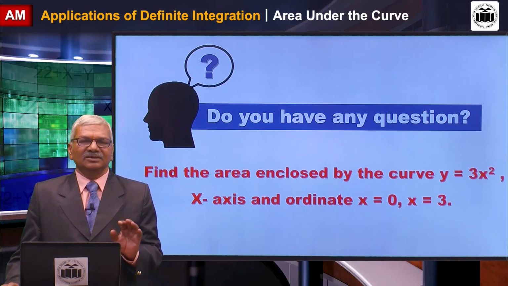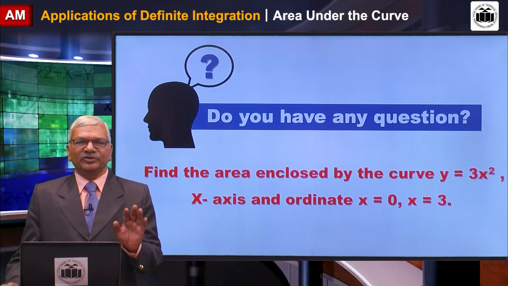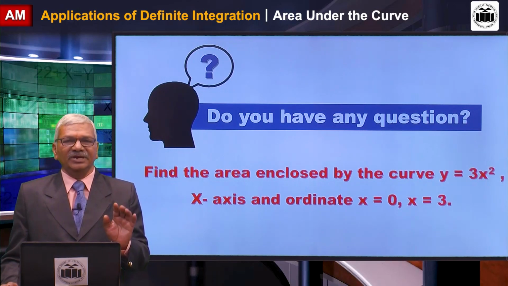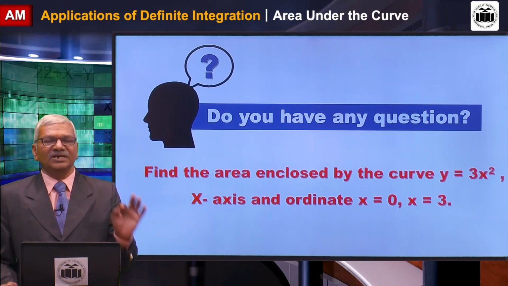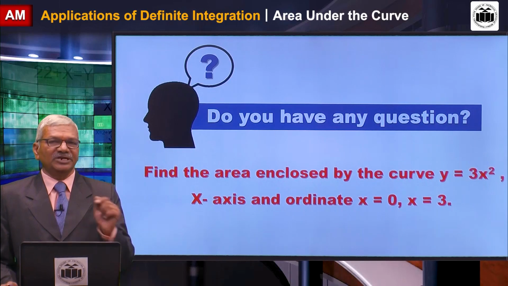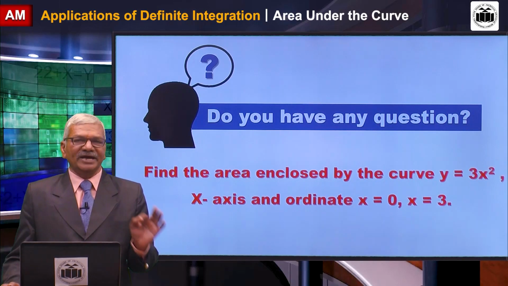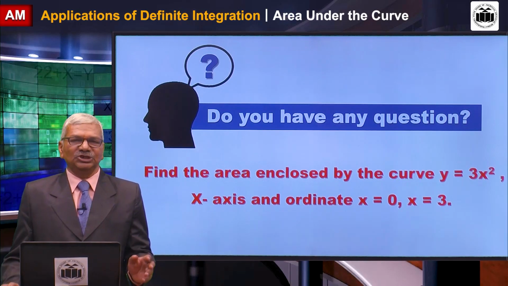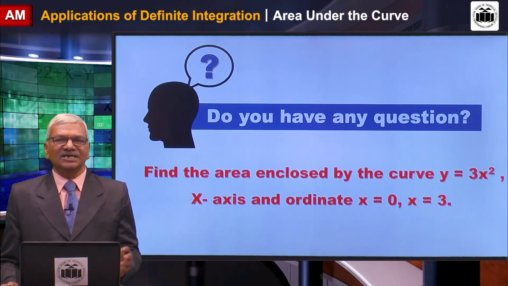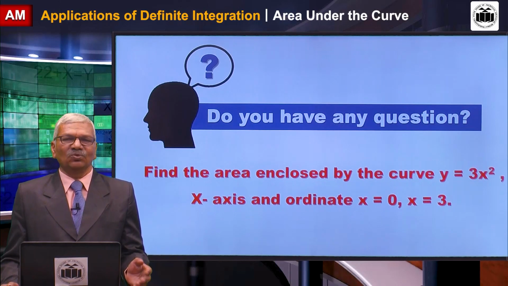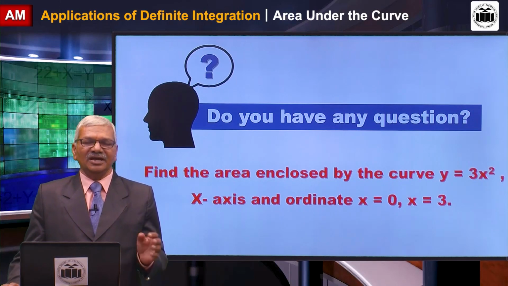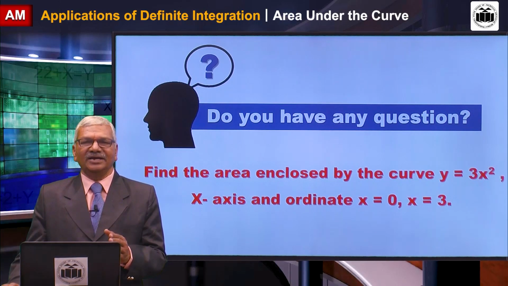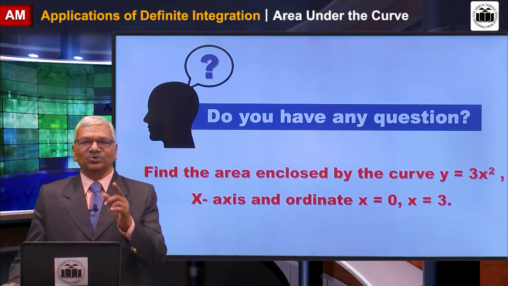When you solve an example, first you understand the example, that is, what is given in the example. If you observe here, there is a curve y equals 3x square, that is, the curve is given. x equals 0, x equals 3 are the limits of integration. What is the formula? Integration a to b y dx. What is y here? 3x square. Putting the value of y equals 3x square and putting the limit 0 to 3.